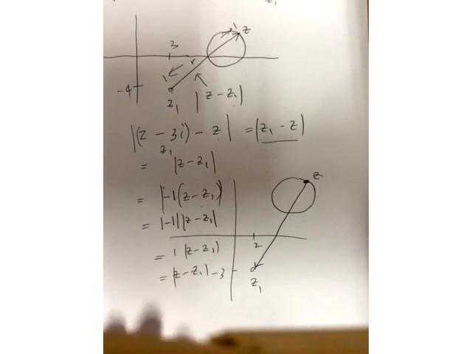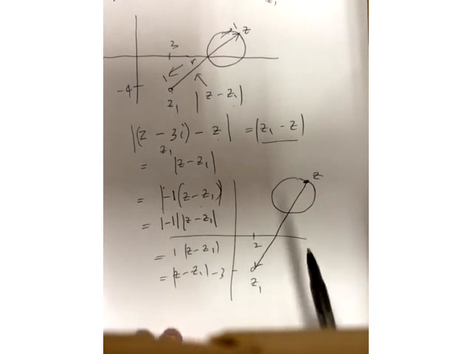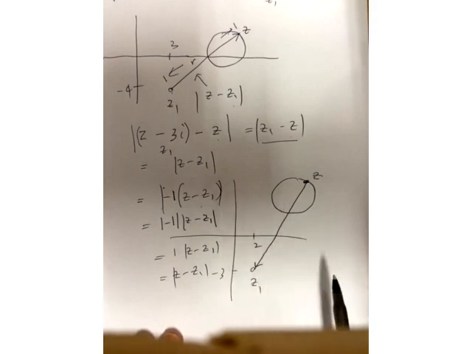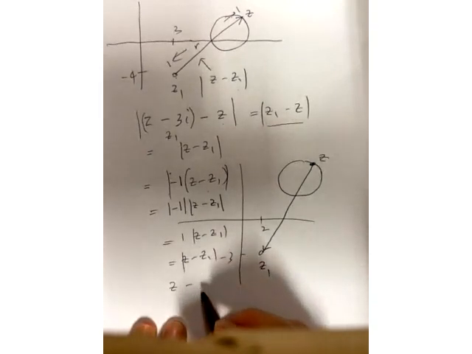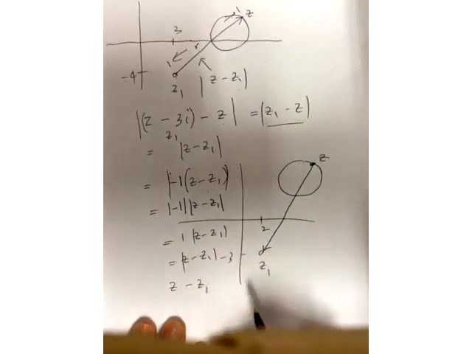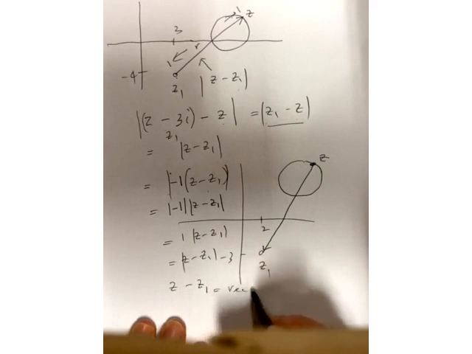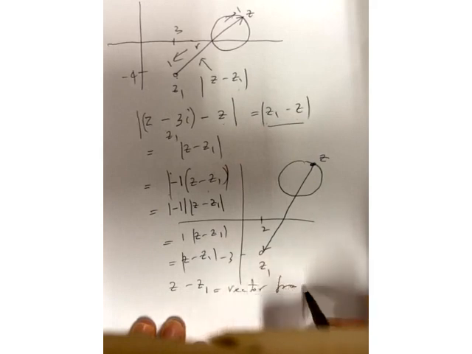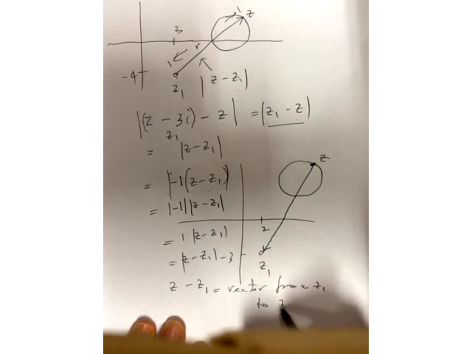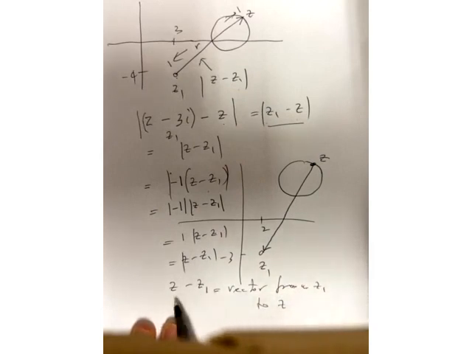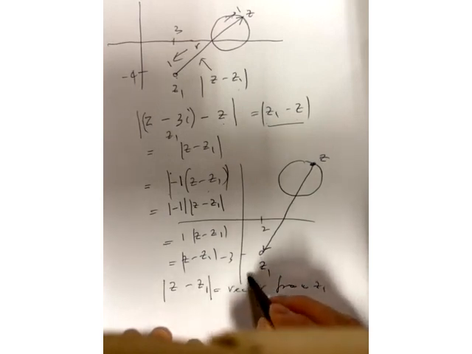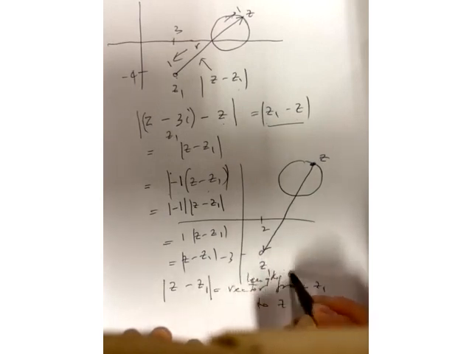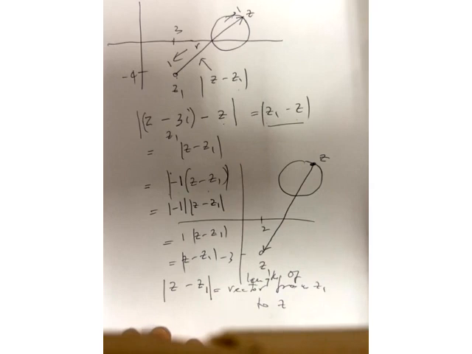So it's important that you know the definition of what modulus means, particularly in terms of a Z minus something. So recap: Z minus Z1 is a vector from Z1 to Z. So it's from this guy to this guy. If you take the modulus of that, it will be the length of the vector from Z1 to Z, and that's where we stop.